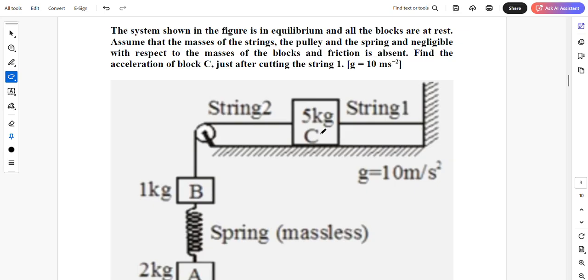It is saying here, the system shown in the figure is in equilibrium. Acceleration is 0, forces are balanced, and all the blocks are at rest. Assume that the masses of the strings, the pulley and the spring are negligible with respect to the masses of the blocks, and friction is absent. Find the acceleration of block C just after cutting the string 1.